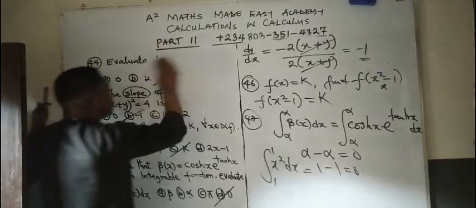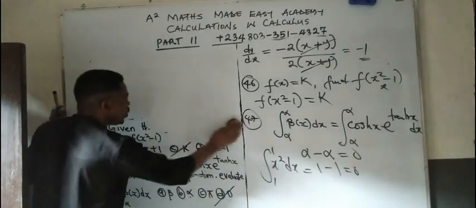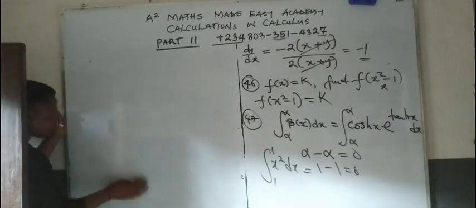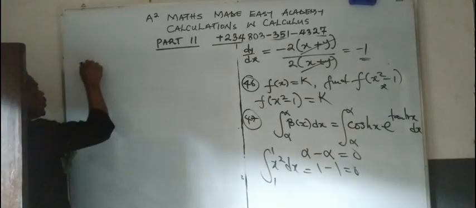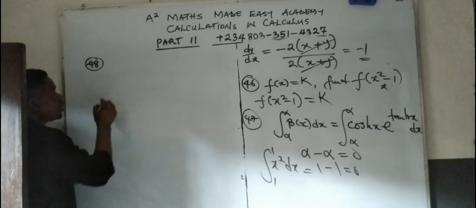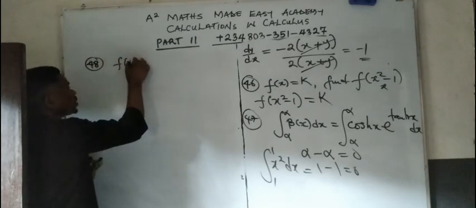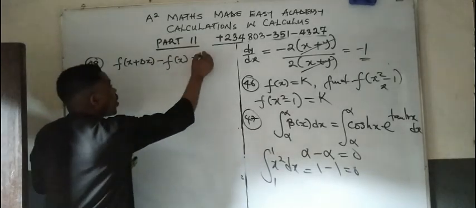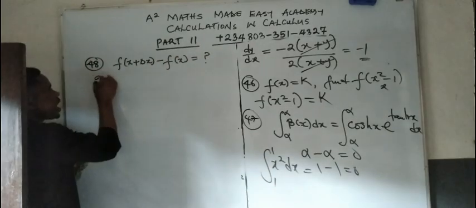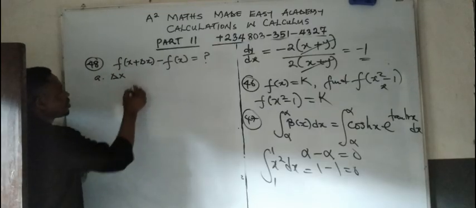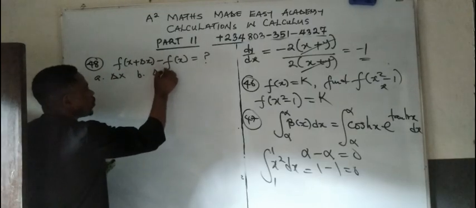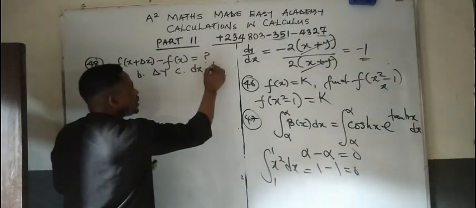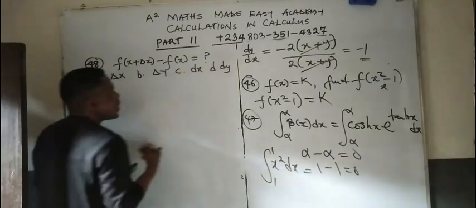Question number 48. Question number what? 48. Watch. Question number 48. I will stop at number 50. Now we are going to continue with number 48. Look at the question. Are you with me now? The question says f of x plus dx minus f of x is called dash. Option A, they said big dx. Option B, they said big dy. Option C, they said small dx. And option D, they said small dy. Have I made myself clear?